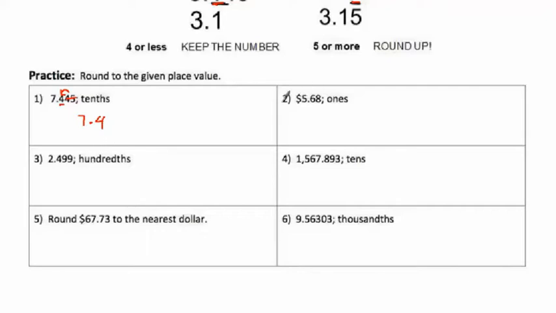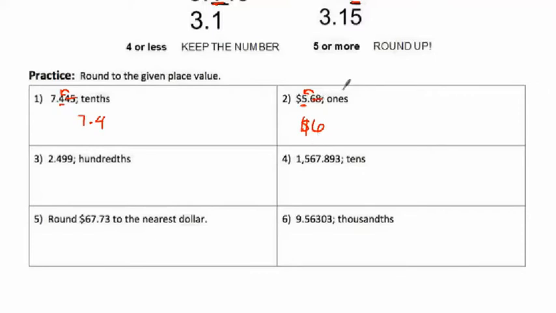If I look at this one here, number 2, this is money, and I'm rounding to the ones place. The ones place is right here. And if I look behind, the 6 is 5 or above, give it a shove. So I'm giving the 5 a shove, and it becomes a 6, and it would be $6, and I'm going to cut off the 68 cents.